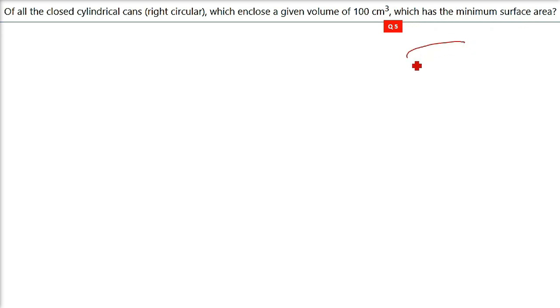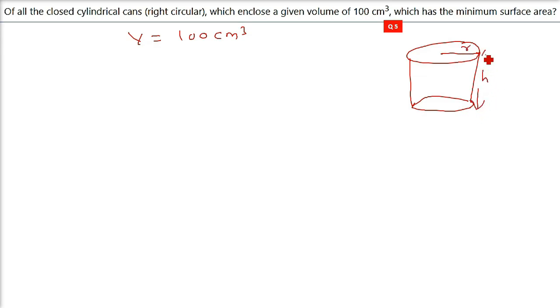Now what you see here is, we are talking about a right circular cylinder. What is the volume of the cylinder, which is already given in the question? 100 cm cube. This is the radius, this is the height. If we take any right circular cylinder, the volume is pi r square h, pi into radius square into height. And this is given as 100, so we'll equate it with 100. Height will be 100 divided by pi r square.